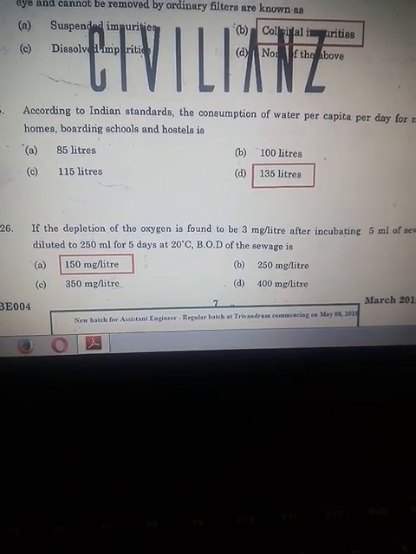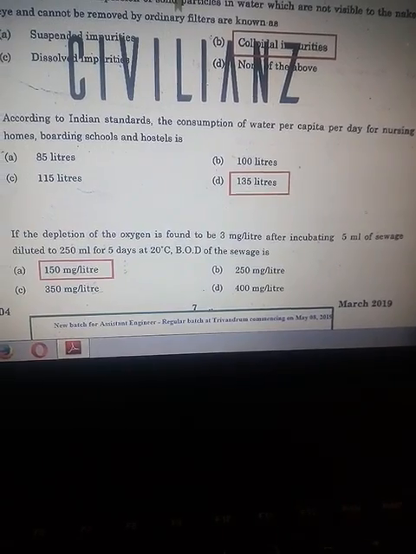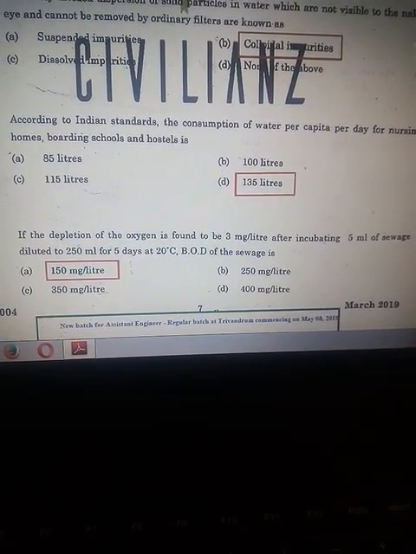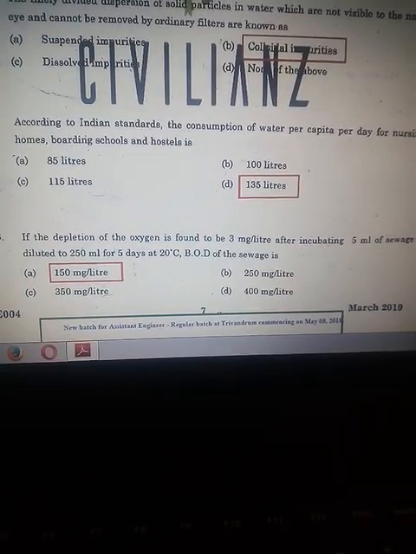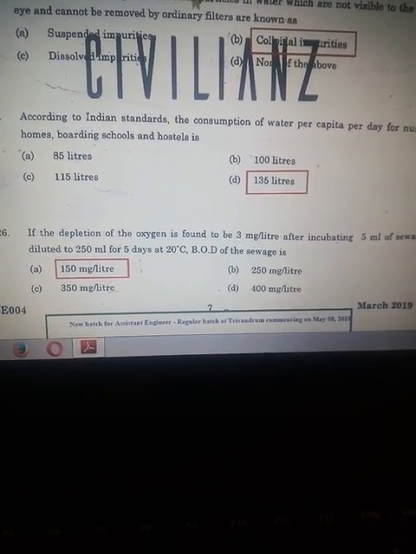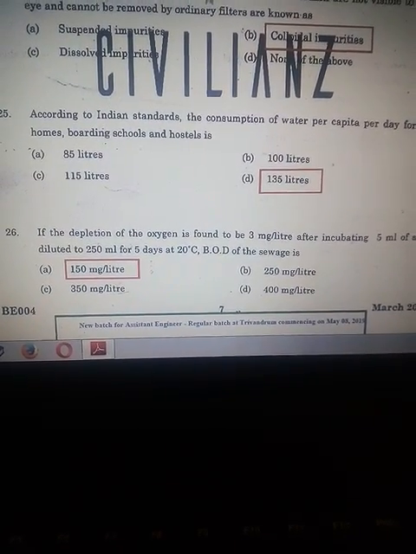Now next question, if the depletion of the oxygen is found to be 3 mg per liter after incubating 5 ml of sewage diluted to 250 ml for 5 days at 20 degrees Celsius, BOD of the sewage will be 150 milligram per liter. Okay, it's a mathematical problem, so I will solve it later.